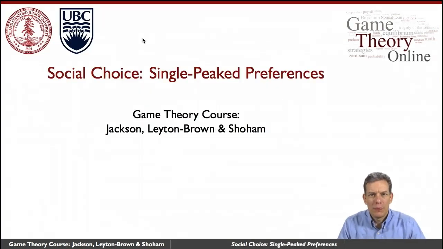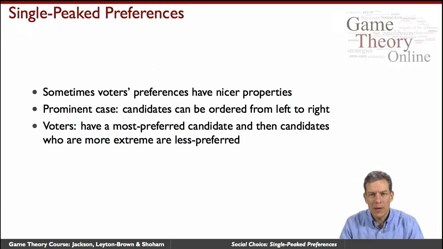Okay, we've seen some results on the difficulties associated with aggregating preferences coherently, and what I want to do is talk a little bit about a setting where things are nicely behaved, and these are known as single-peaked preferences. Sometimes voters' preferences have nice properties, and a very prominent case of that is when candidates can actually be ordered from left to right. So we can think of leftmost candidates, rightmost candidates, and candidates can be nicely ordered.